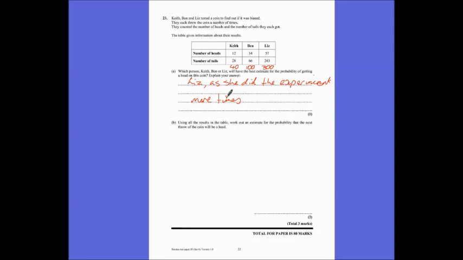It says using all of the results, so it's really important to use all of the results in the table to work out an estimate for the probability that the next coin will be on heads. So if we add up how many times they each did it, that would be 340 times in total, and how many times we got a head, so we add all these up, there's 103. The estimate for landing on heads will be 103 out of 340, and that won't cancel down.